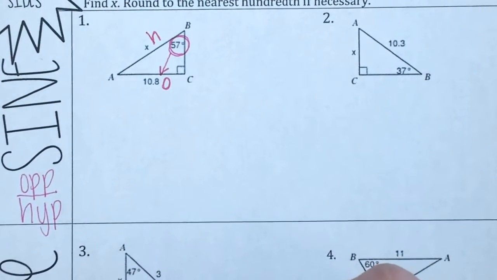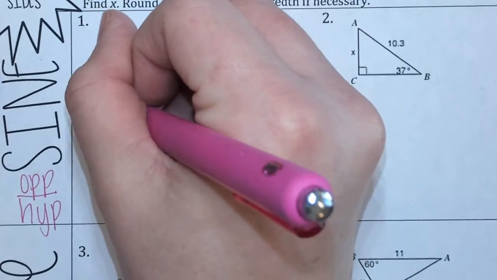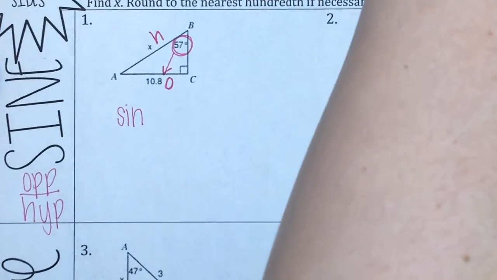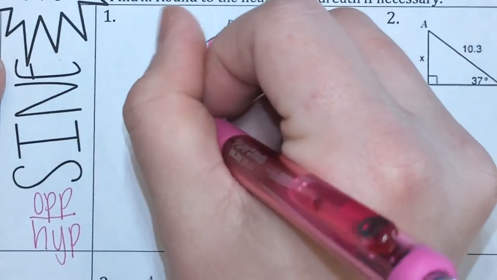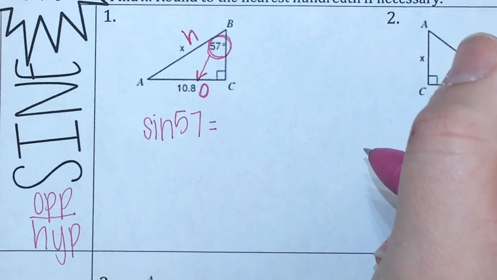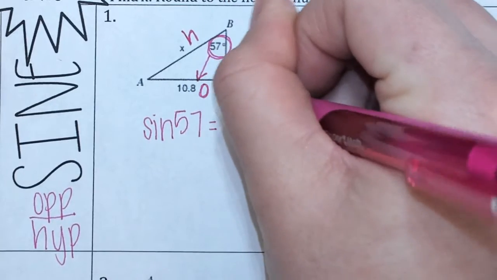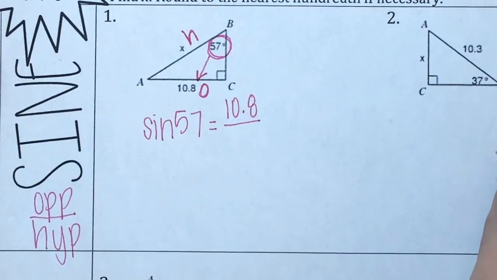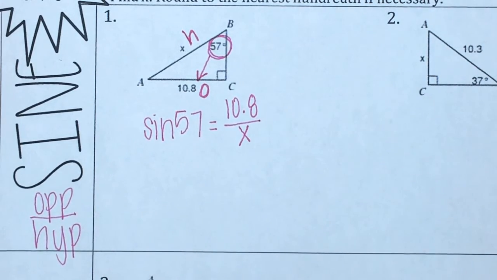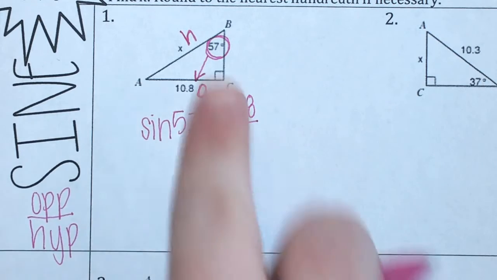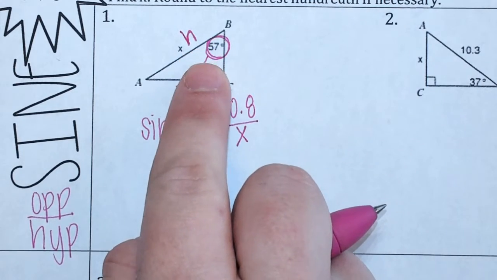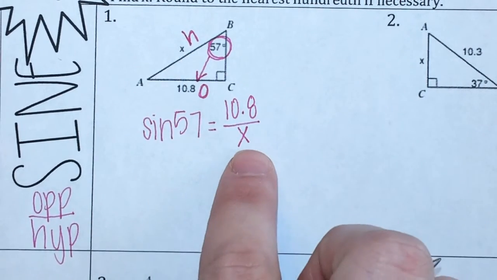So now let's set up this equation. You're going to have sine, and then your angle measure comes next. What was the angle measure that we circled? So sine of 57 equals, what's the opposite? What was the O? 10.8 divided by, what was your H? X. So that's the equation now. Sine of this angle is equal to whatever's opposite divided by the hypotenuse. Now, you just need to solve for x.